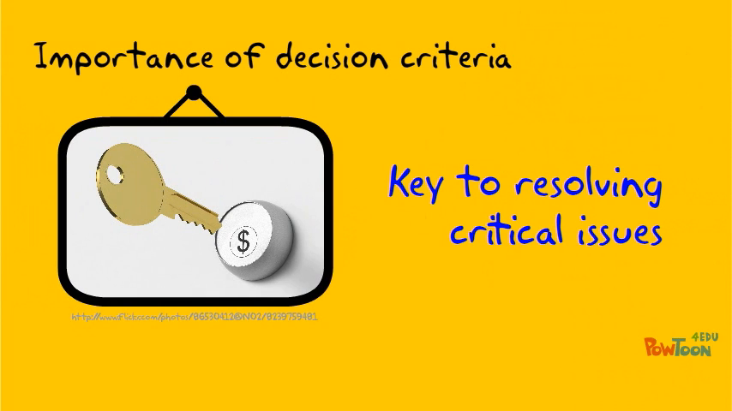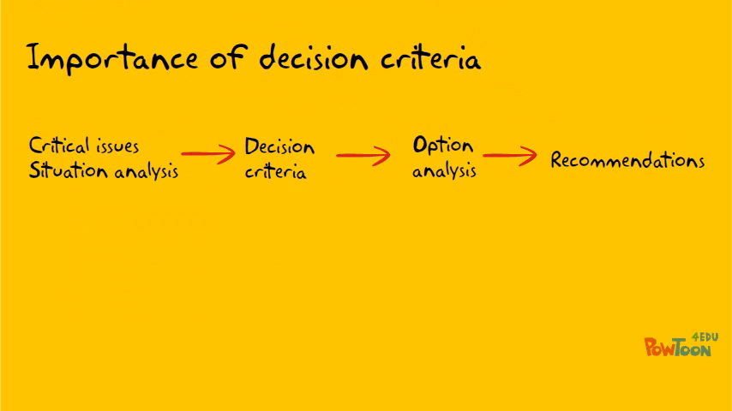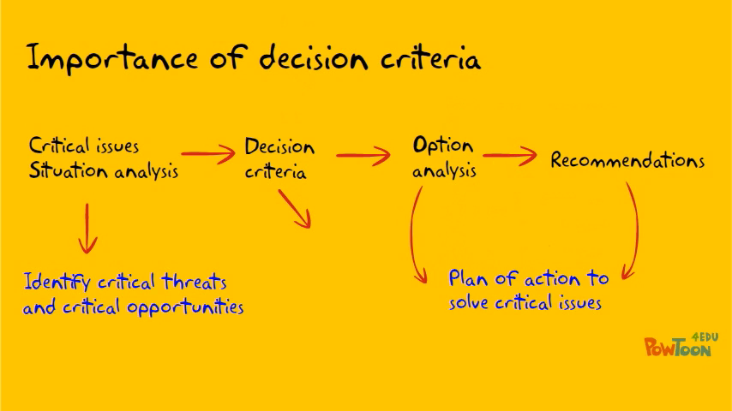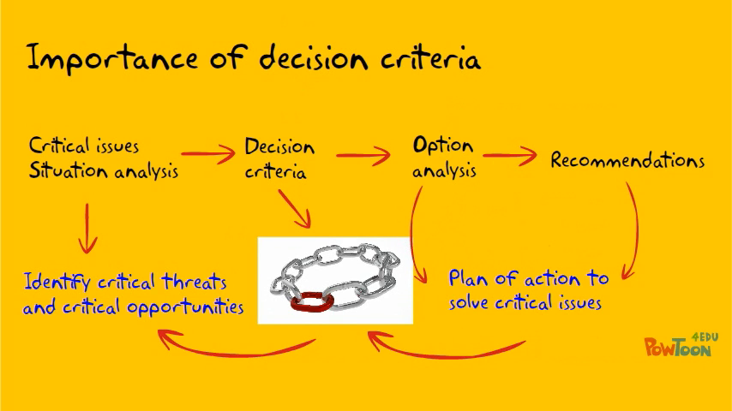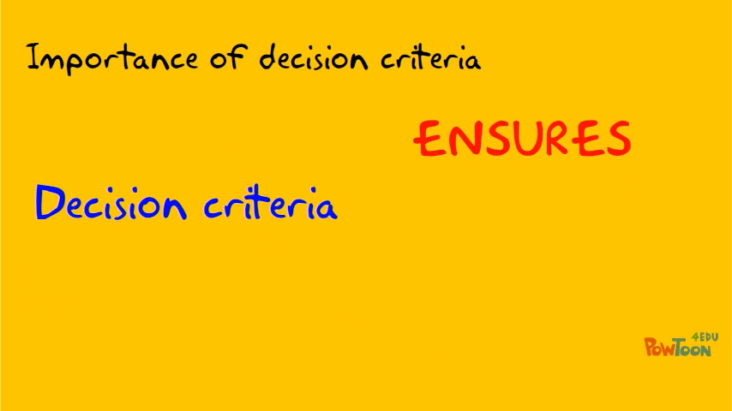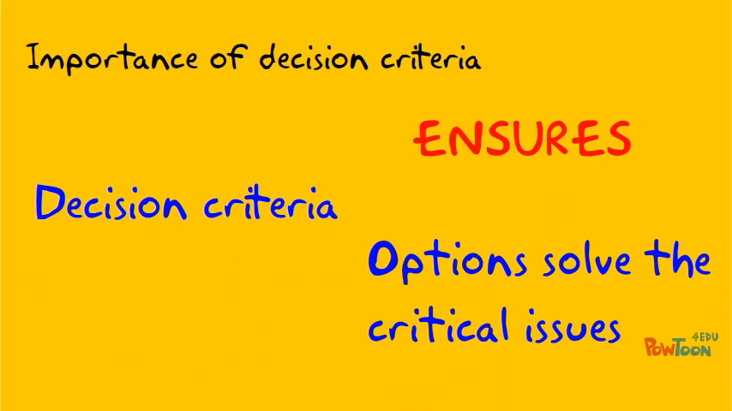They are the key to ensuring you're solving a company's critical issues. Think of it this way. Your critical issues and situation analysis are all about identifying critical threats and critical opportunities. Your option analysis and recommendations are where you propose a plan of action to solve those critical issues. It is your decision criteria that link these two halves together. It is your decision criteria that ensure the option you select is actually solving the critical issue rather than just being something you think is cool to do.